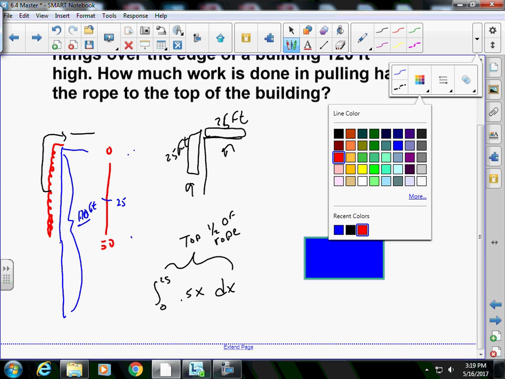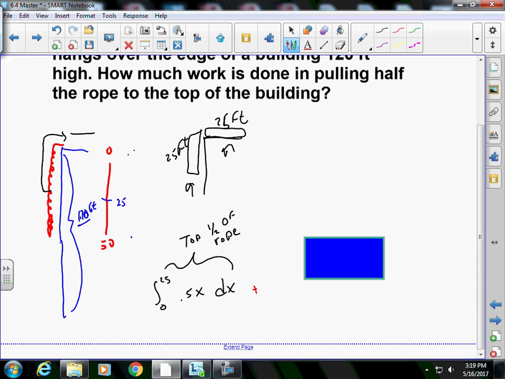But then I have the second half of the rope that has to get added to that because there's force. Well, it's 25 times 0.5. That's the force, right? The weight of the rope, force, is the weight of the rope times its length. Well, there's 25 feet of it, and each foot weighs 0.5. So that's the mass of that rope. So that's the force I need. Then I need to go a distance of 25 feet. Right?